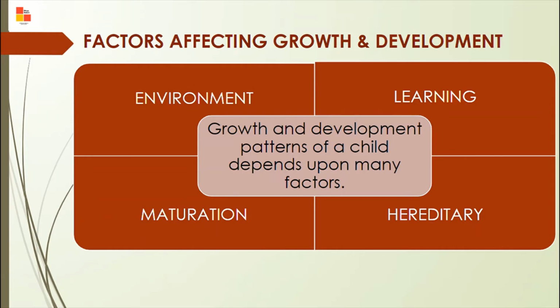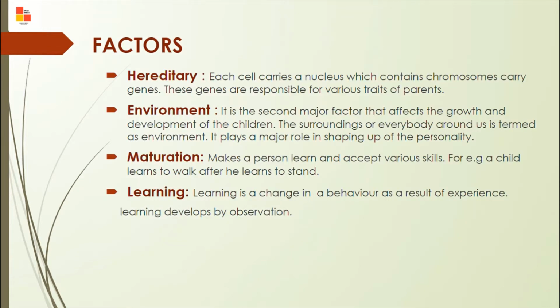Maturation of the cells. If you take a healthy diet, you mature faster as compared to a malnourished child. Again, the factors are heredity, environment, maturation and learning. Heredity: each cell carries a nucleus which contains chromosomes. These carry the genes. These genes are responsible for the various traits of parents.